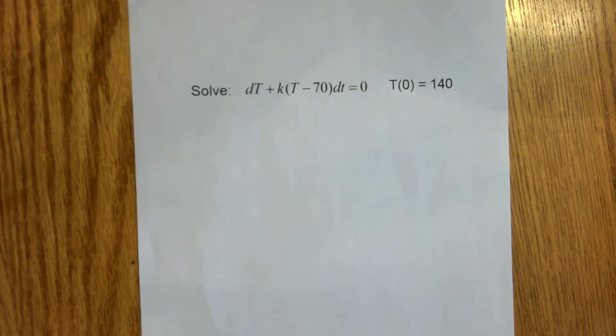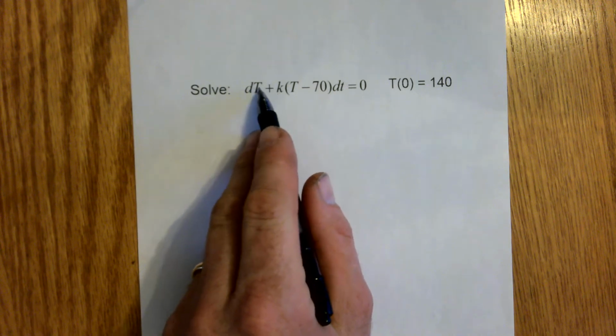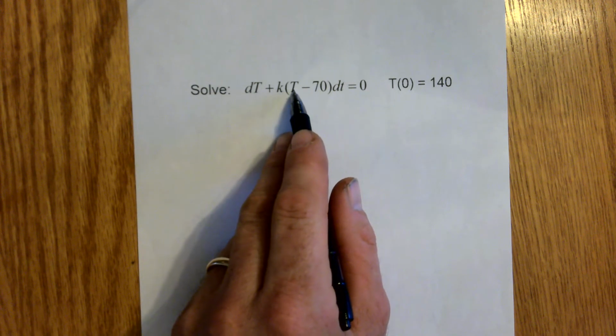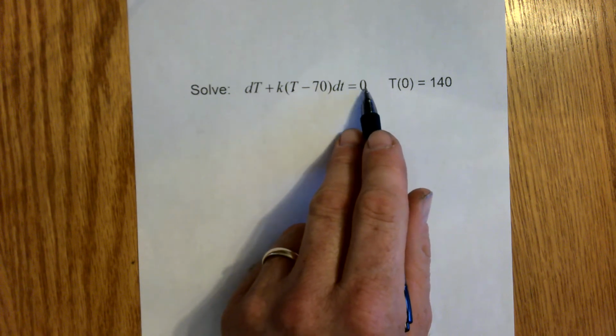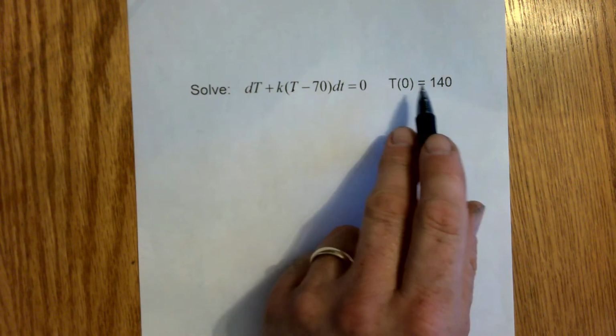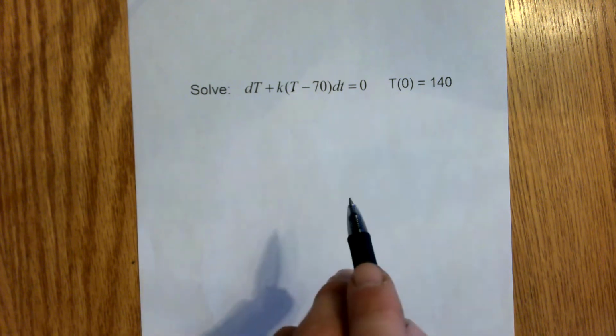And I have one last problem here. We have dT, d capital T, equals k times capital T minus 70, d little t equals 0. And T of 0 is going to equal 140.